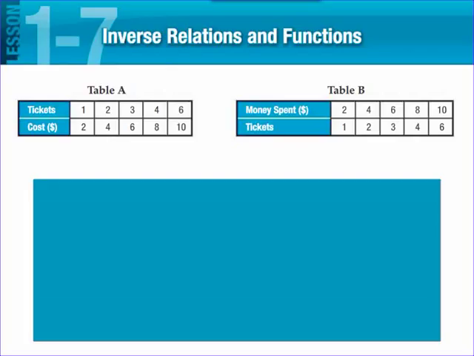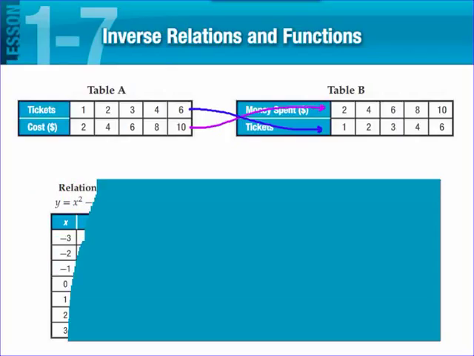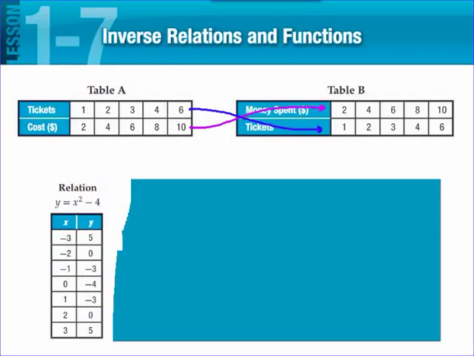So basically, this is up here, and this is down here. This is an example of an inverse relation because it has interchanged the two. We're going to look at quite a few inverse relations. Here, I have the relation y equals x squared minus 4.